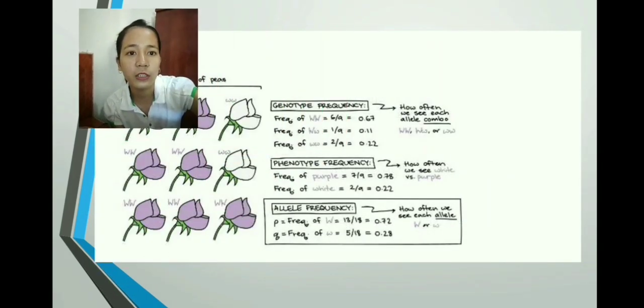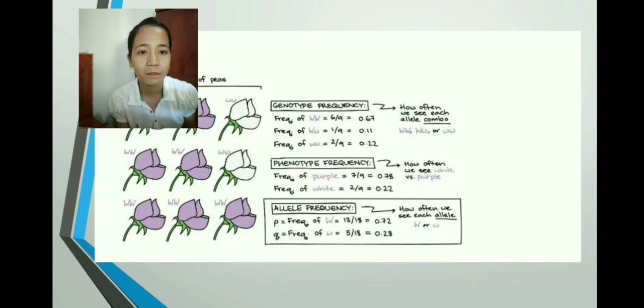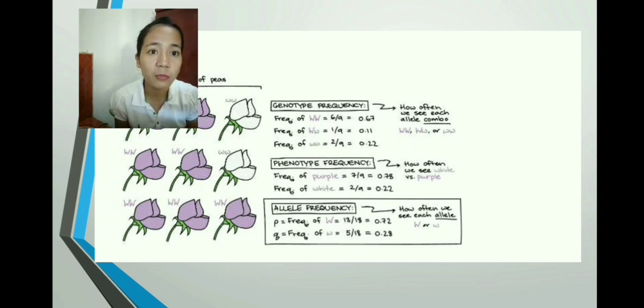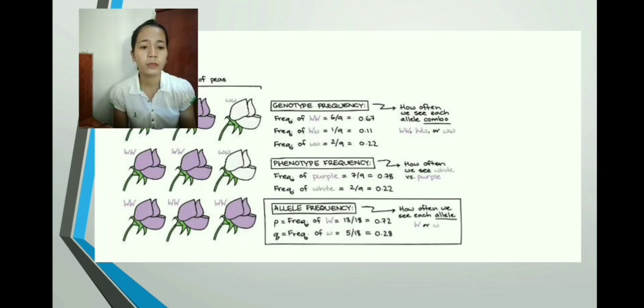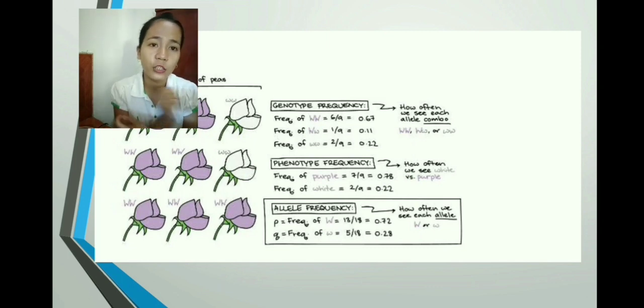So let's move on to the next. First, we're going to calculate the genotype frequency. Genotype frequency is how often we see each allele combination, such as WW, W small w, and small w small w. Allele frequency is different from genotype frequency or phenotype frequency. Genotype frequency and phenotype frequency can also be calculated and are important for understanding how populations evolve, but they are not the same thing as allele frequency.